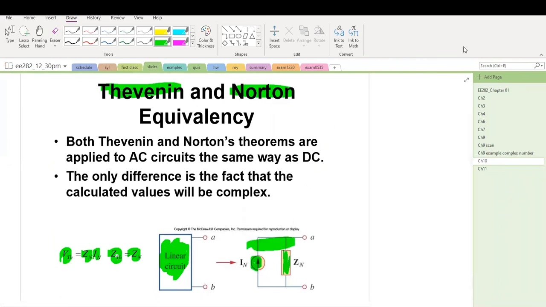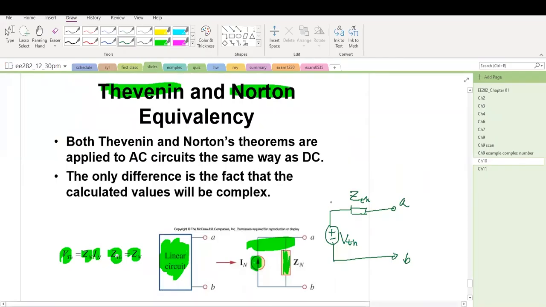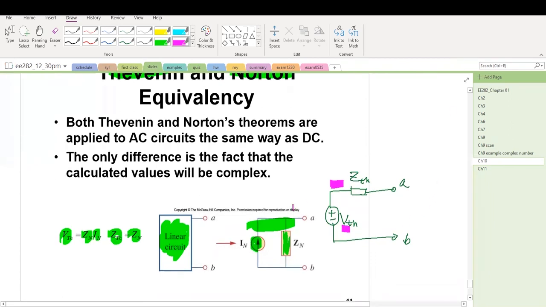For the Thevenin circuit, we can use the source transformation here. This is an equivalent circuit for Thevenin's theorem, Zth in series with Vth. Note these are equivalent for the same terminals A and B. Either this way or this way, both are valid.